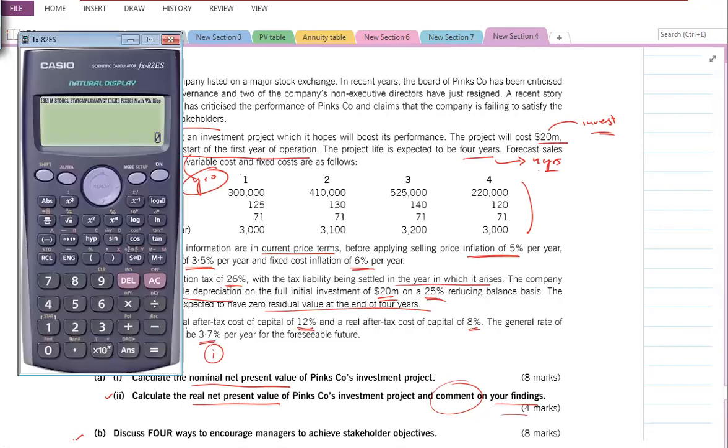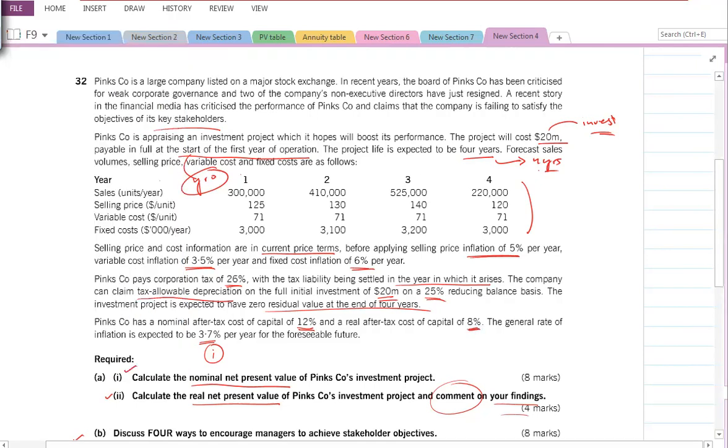Now, if the money discount rate is 12% and the inflation rate is 3.7%, so the real discount rate should be this figure, which is 8.00385728%. Well, we are given 8%, so we are going to use this 8%.